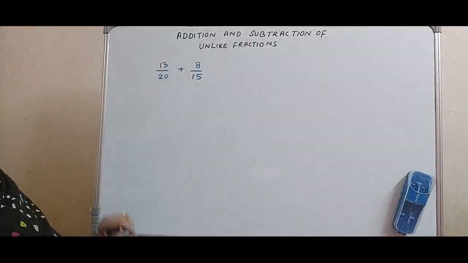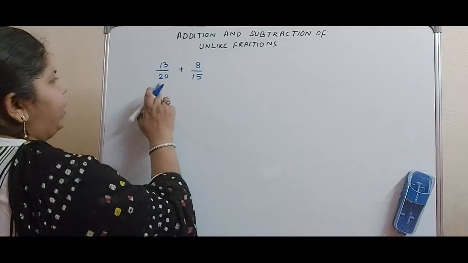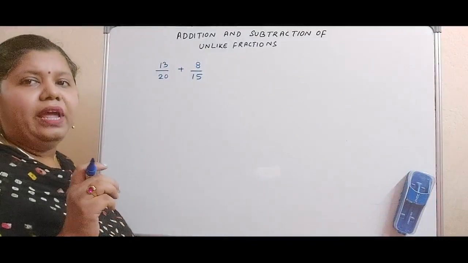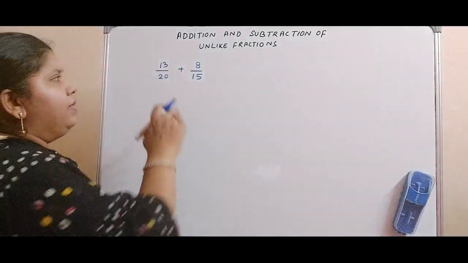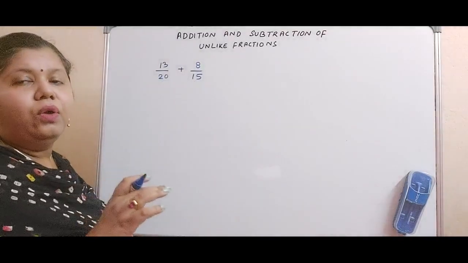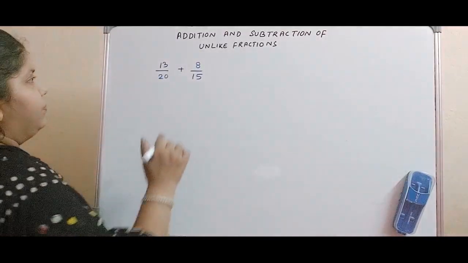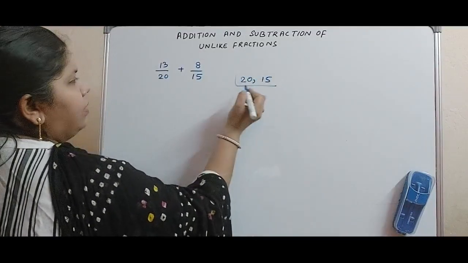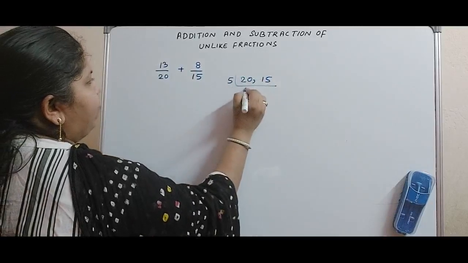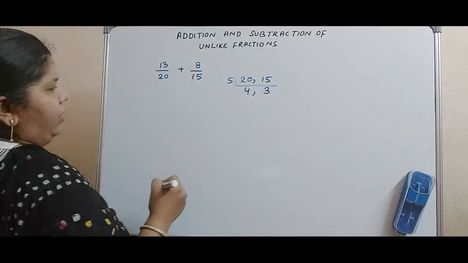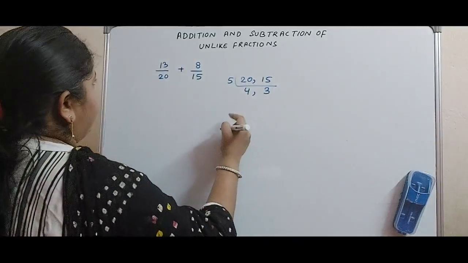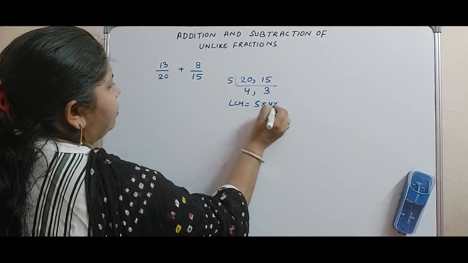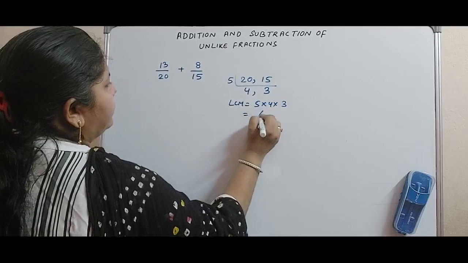Okay. So for that, what we have to do? We have to take out the LCM of the denominators. In order to convert unlike fractions to like fractions, first of all, we have to make the denominators equal. For that, we have to take out the common multiple of the denominators. So LCM of 20 and 15. Both are divisible by 5. 5 4s are 20. 5 3s are 15. So it will not get solved further. So let us take out the LCM. That is 5 into 4 into 3, which is equal to 60.